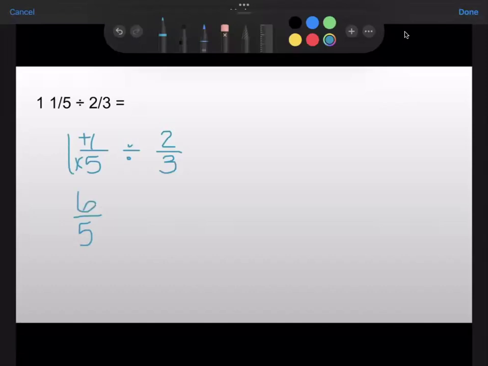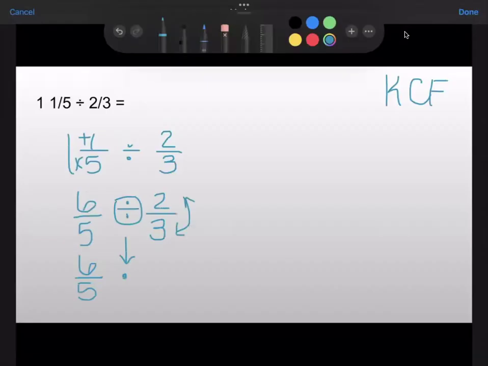So if you're not sure how I did that, check out another previous video I did on converting mixed numbers to improper fractions. So what we're really doing here is 6/5 divided by 2/3. Now comes the keep, change, flip part. That means I'm keeping 6/5 the same. So I'm going to go ahead and rewrite that. I'm changing from division to multiplication. I'm going to change that. And then I'm going to flip the second fraction around so that it is 3/2 instead of 2/3.